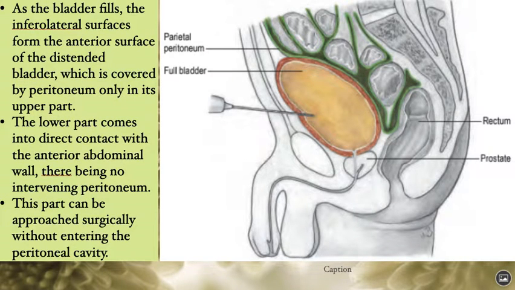So as the bladder is filling up, the inferolateral surface forms the anterior surface of the distended bladder, which is covered by peritoneum only in its upper part. The lower part comes into direct contact with the anterior abdominal wall, there being no intervening peritoneum.